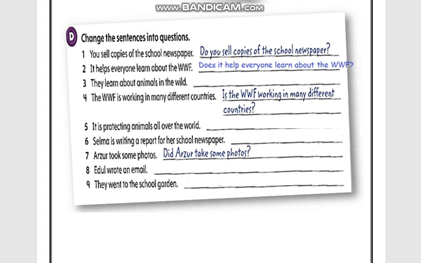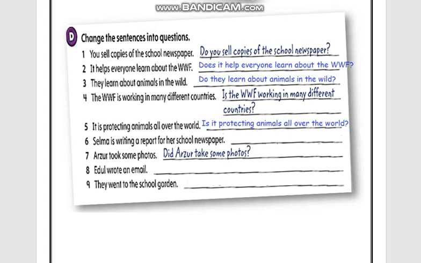Number 3, they learn about animals in the wild. So if we form a question, we say, do they learn about animals in the wild? Number 4 is already answered for us. The WWF is working in many different countries. So the question will be, is the WWF working in many different countries? This is a yes or no question. Number 5, it is protecting animals all over the world. So when we form a question, we say, is it protecting animals all over the world?